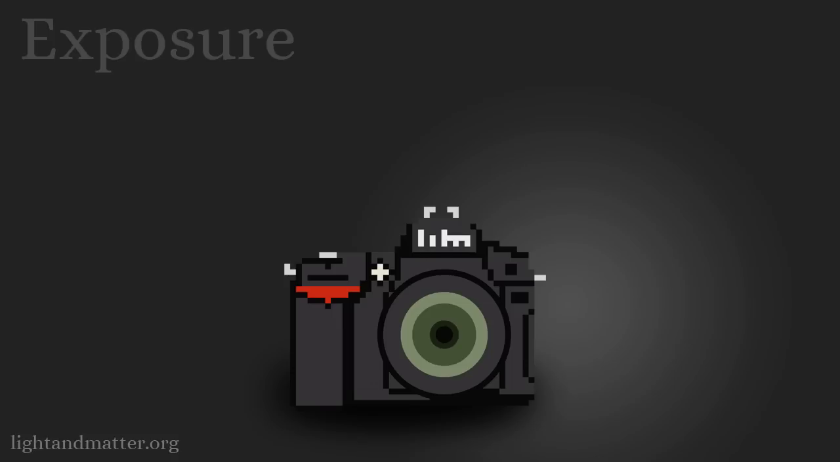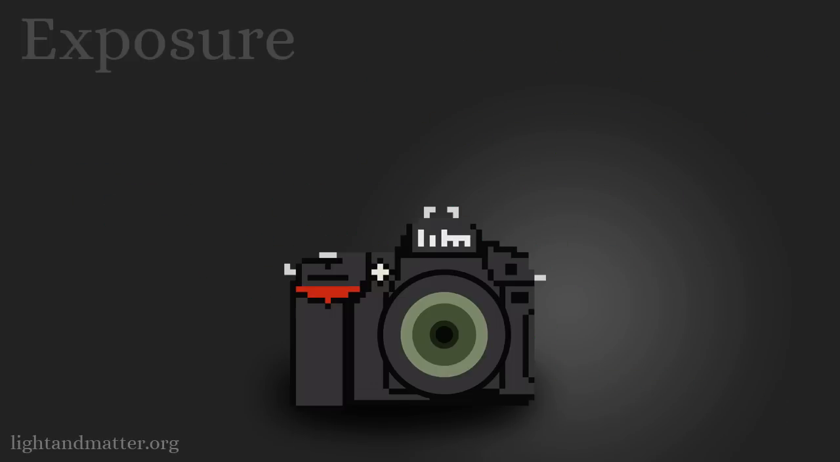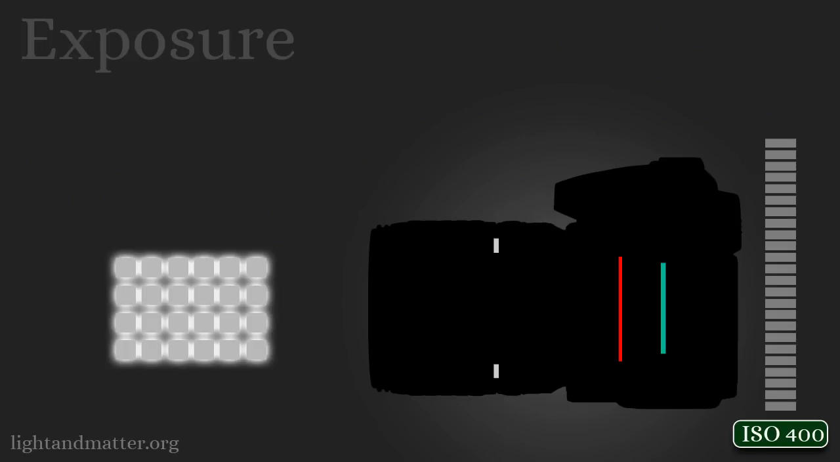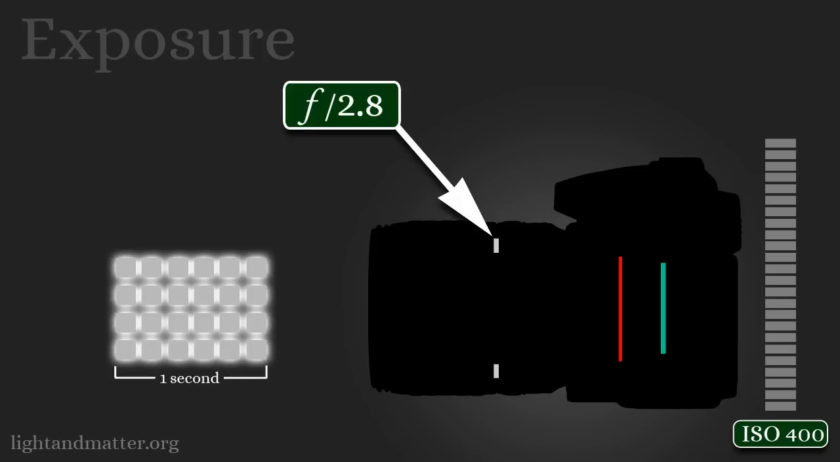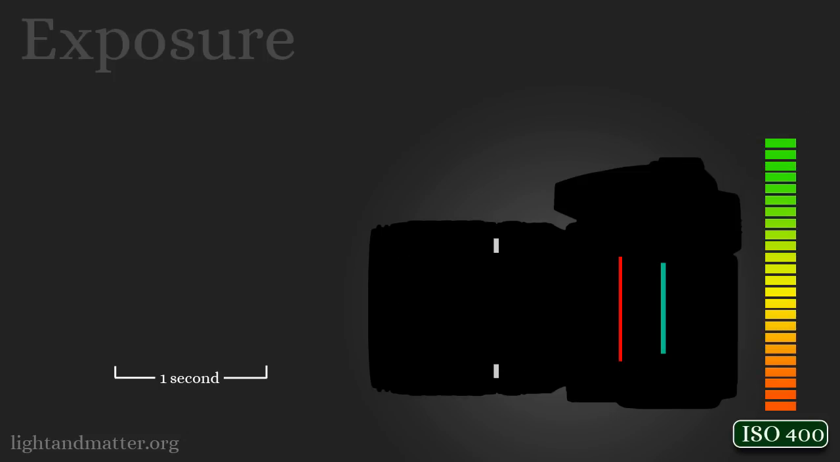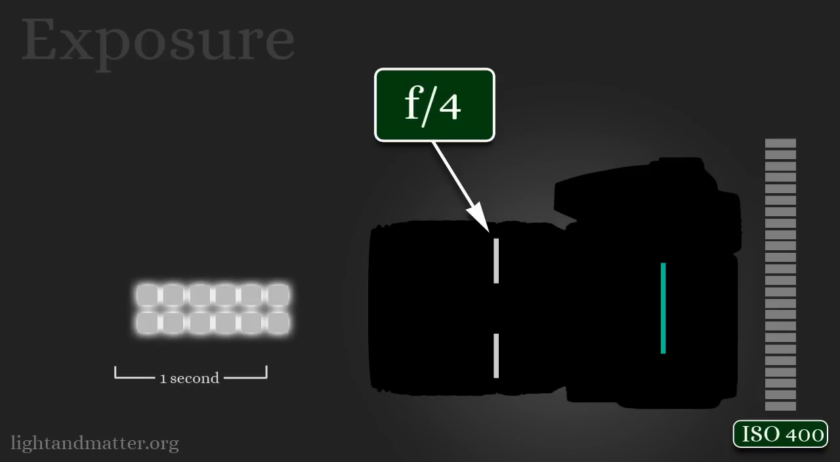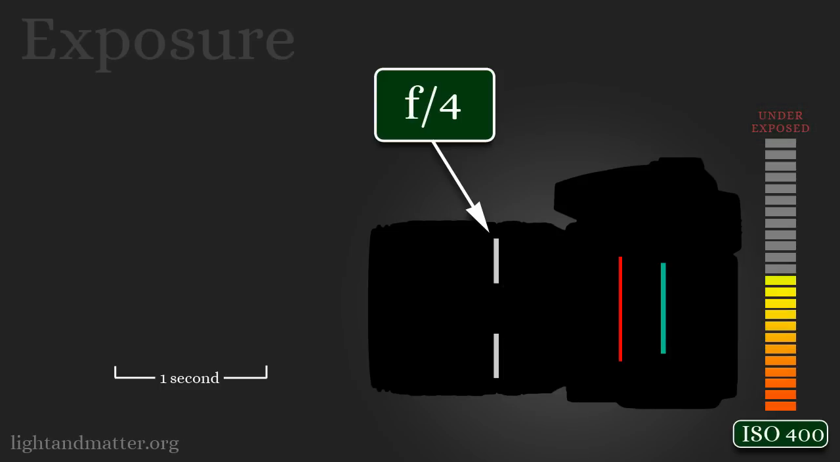So, how do these things, ISO, aperture, and shutter speed, work together? Check out this diagram. Here we've got the camera set to f2.8, ISO 400, and for simplicity's sake, the shutter speed is 1 second. And if we take a picture with the camera set up like this, the exposure is just right. Now, what if we want more depth of field? We set the aperture so that it's 1 notch smaller. But what happens when we take the picture? Well, now only half as much light is getting to the sensor, so the picture is underexposed.